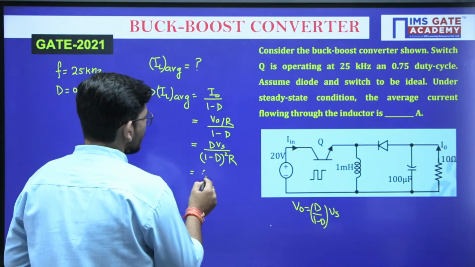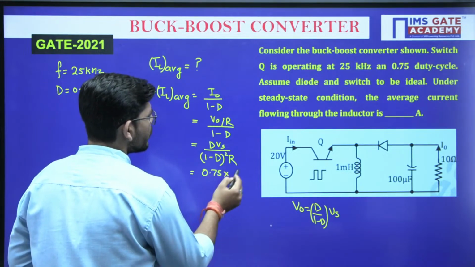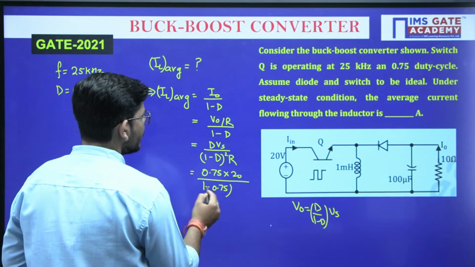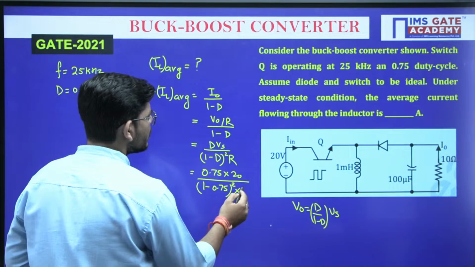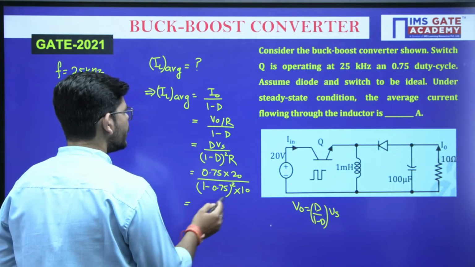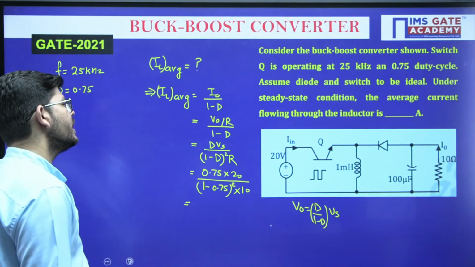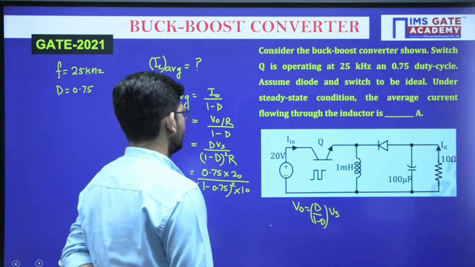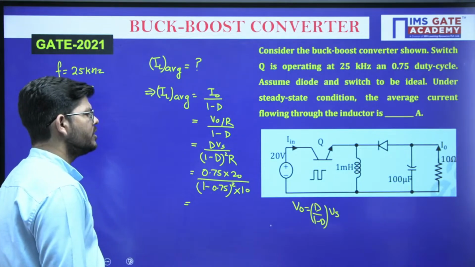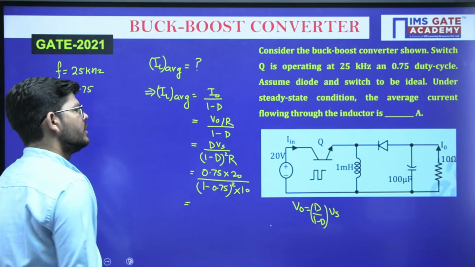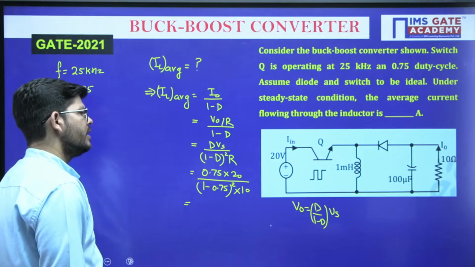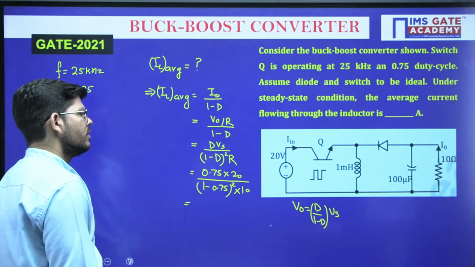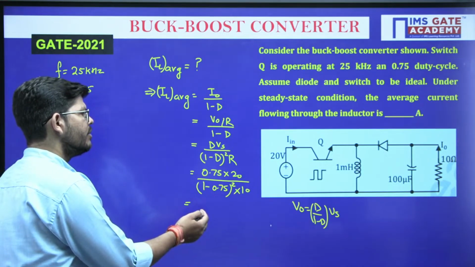D is with us. How much is D? 0.75. Vs is 20 upon 1 minus 0.75 square into what is R? 10. How much are we going to get here? Tell me guys, how much are we going to get? This will give us 2, and finally you will be getting 600 by 25.